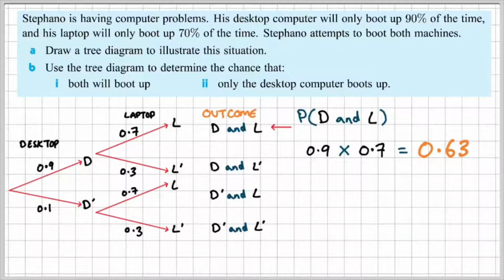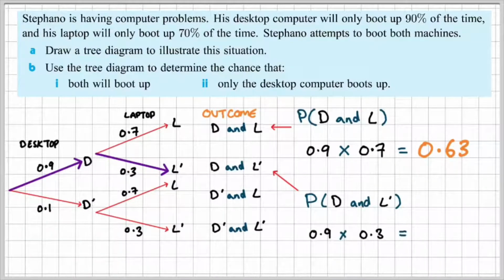Part 2, we're looking for the probability that only the desktop computer will boot up. So if we follow this path highlighted here in purple, we know that we have 0.9 times 0.3. So that's going to equal a probability of 0.27 or 27% that the desktop computer will boot up and the laptop will not.